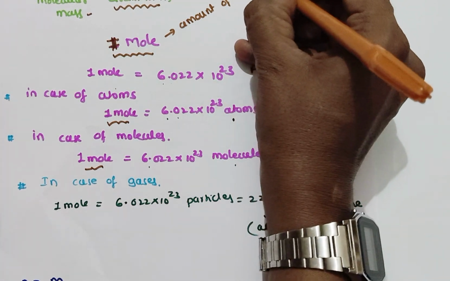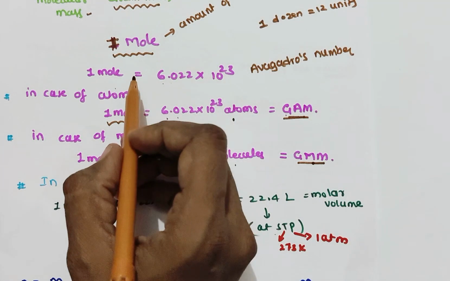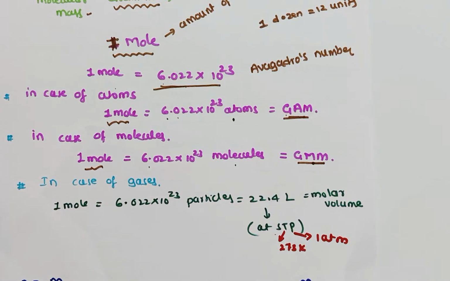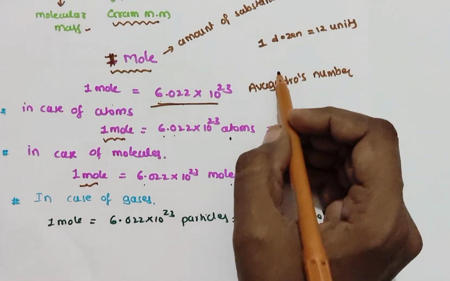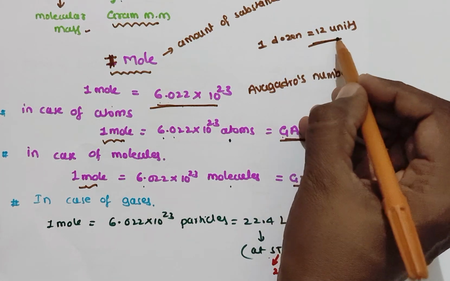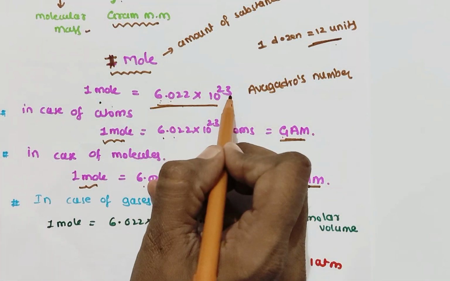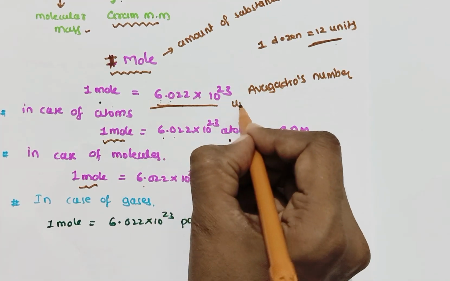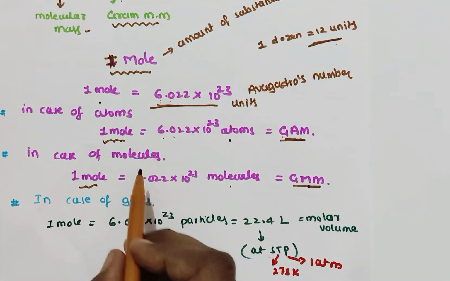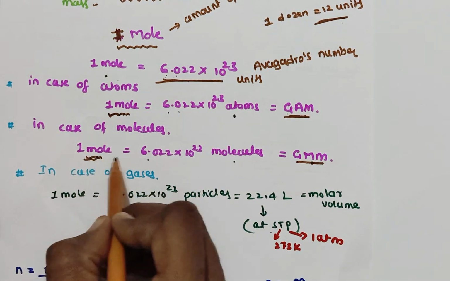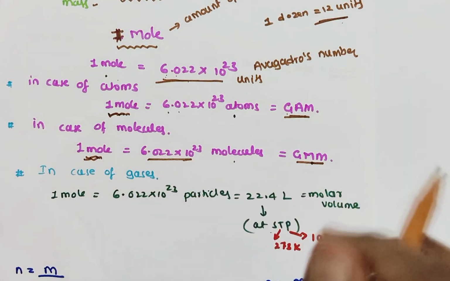We use a unit that is called what? 1 mole. 1 mole is nothing but this much value. Just as 1 dozen is 12 units, like that 1 mole is nothing but 6.022 × 10^23 units. In the case of atoms, this is equal to that many atoms. In the case of molecules, 1 mole is equal to that many molecules.